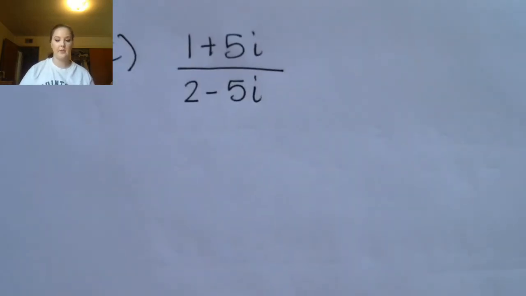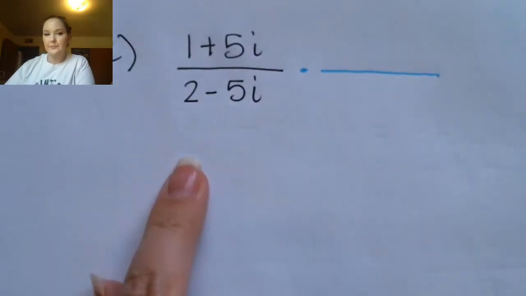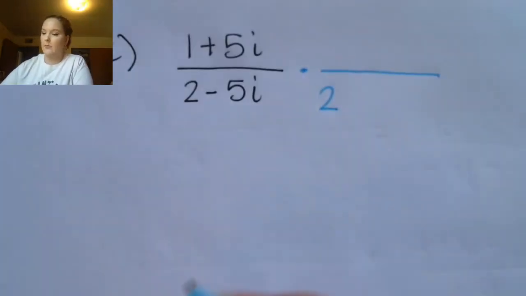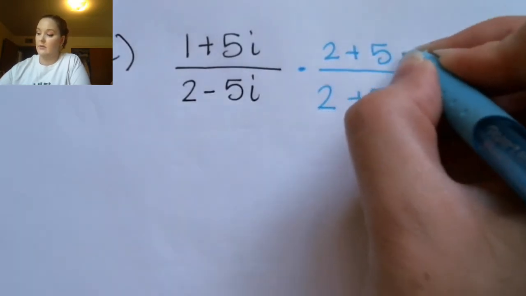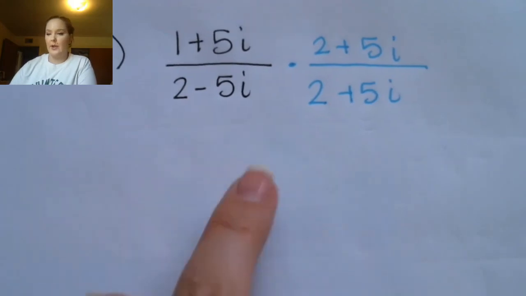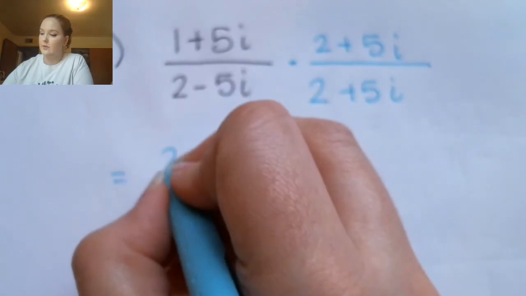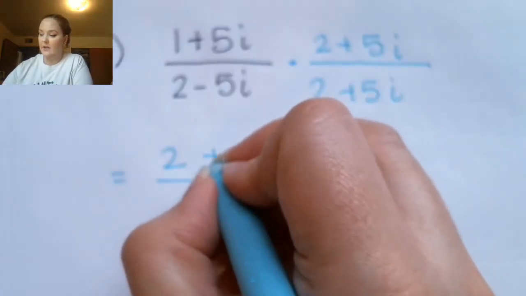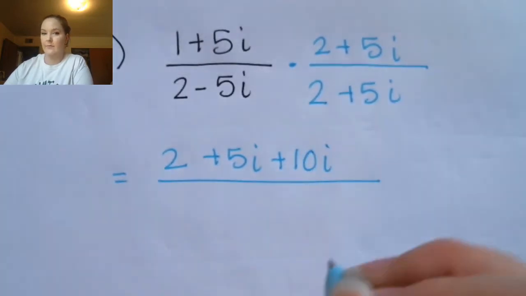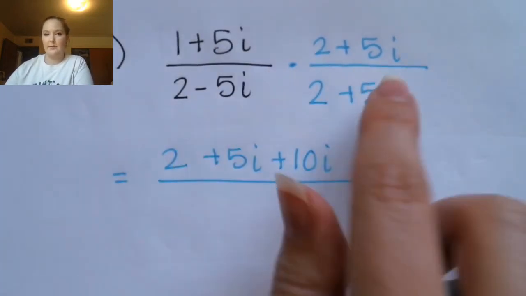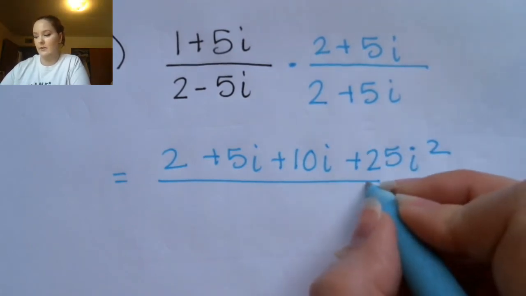So the first thing we're going to do is find that complex conjugate. So the real number part is the same, and the imaginary part is the opposite. Now I'm going to multiply it out. 1 times 2 is 2. 1 times 5i is 5i. 5i times 2 is 10i. And 5i times 5i is plus 25i squared.